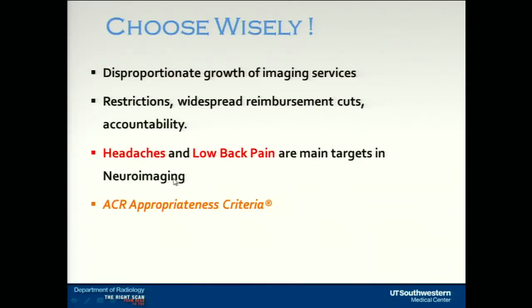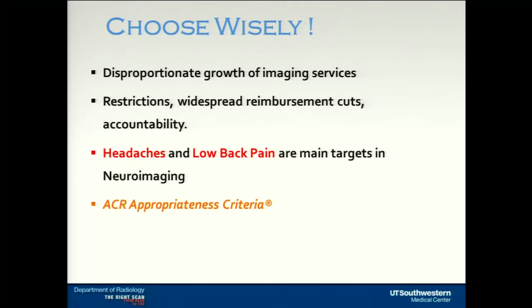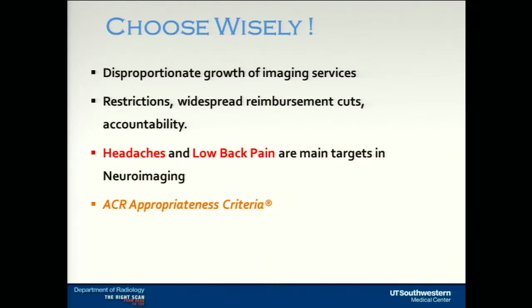So I'd like to wrap up with the main message that choosing wisely is very important in our practice, and that given this disproportionate growth of imaging services, we're all facing the risk of practicing medicine in an environment where severe restrictions and widespread cuts will limit our ability to perform good care. Headaches and low back pain are the main targets for cost reduction in neuroimaging, and please refer to the ACR criteria whenever you have a patient in doubt of what's the right scan to order.